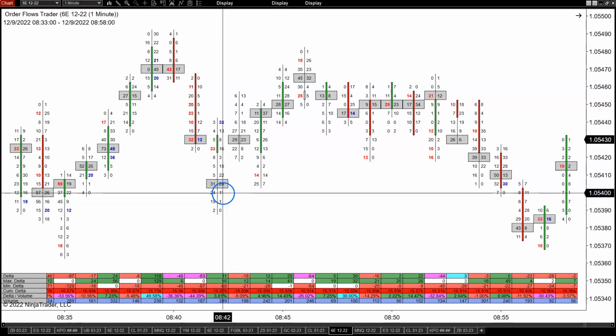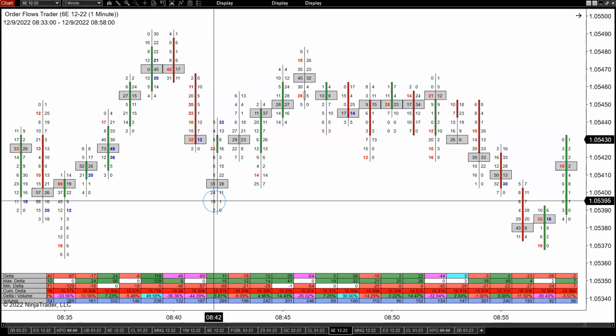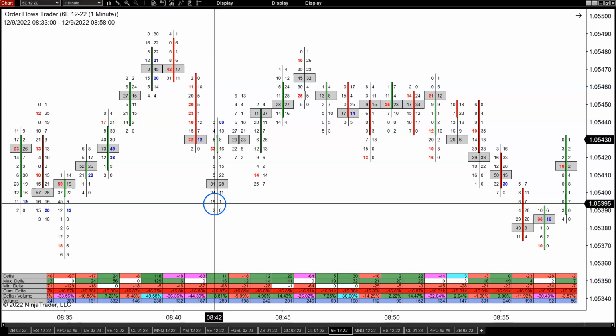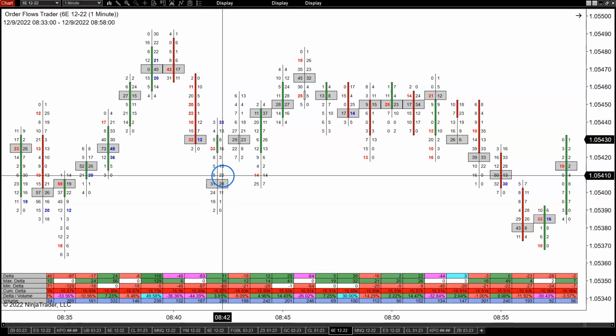So for example, at 105.40, 24 contracts traded on the bid, 11 contracts traded on the offer. Then you would compare what was traded on the offer versus what was traded on the bid at 105.39.5. You can see 19 versus 11, 24 against 28, 31 against 22, because you'd be looking at the bid-ask relationship. However, there are different types of footprint charts you could look at.